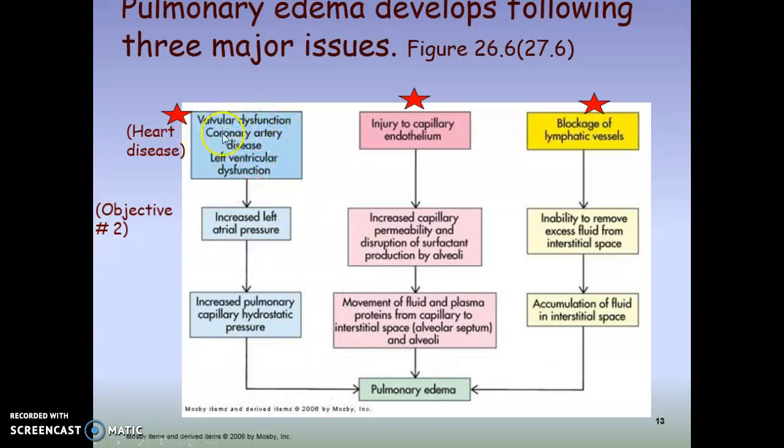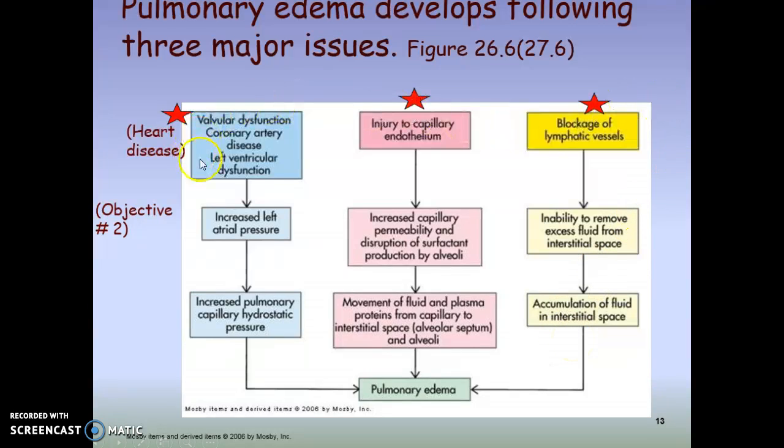All right, but all of this is heart disease. Then injury to capillary endothelium. That leads to capillary permeability, disruption of the surfactant production, and then movement of fluid and plasma protein from the capillary to the interstitial space. Then blockage of lymphatic vessels. All right, that causes a backup of fluid behind that blockage, and then inability to remove excess fluid from the interstitial space, and that fluid then just accumulates in the interstitial space.